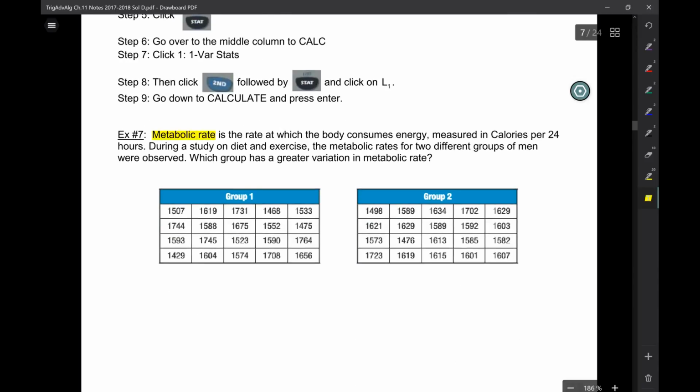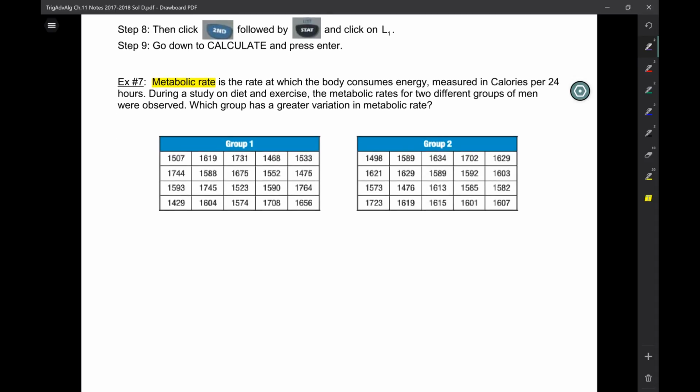Example 7 is talking about metabolic rate, and this is the rate at which your body consumes energy. So we talk about, I have a very high metabolism, I have a very low metabolism, and I can't lose weight. Whatever, right? It's the rate at which your body consumes energy, in terms of how many calories your body consumes or gets rid of within a 24-hour period.